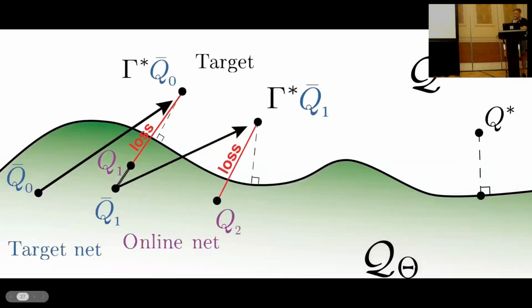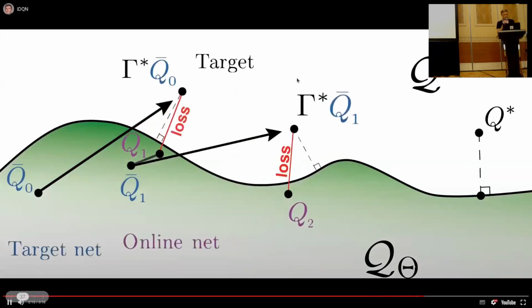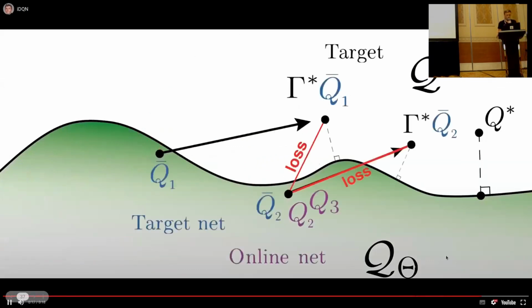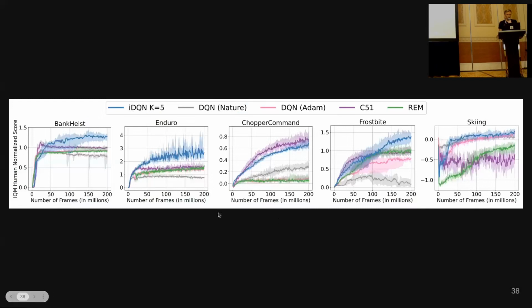So in terms of the performance, what we can show is that iDQN here in blue for k equals 5, so with 5 heads, outperforms DQN from the Nature paper, the original version. Also DQN Adam, which is quite a bit stronger than the original one. Also other baselines like C51 and REM.